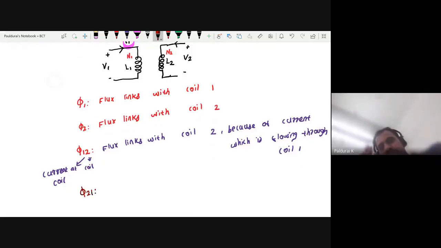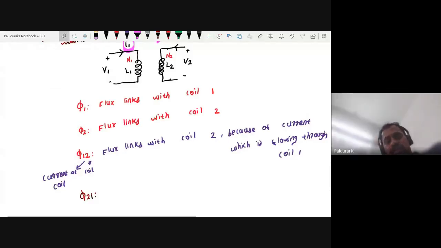Phi 21. You want to know four things: phi 1, phi 2, phi 12, phi 21. So phi 1 is nothing but self inductance flux at coil 1, phi 2 is self at coil 2. Phi 12 is a flux that links with coil 2. The second digit indicates where the flux is. The first digit indicates because of which current. Okay, so what is phi 21? Anyone?